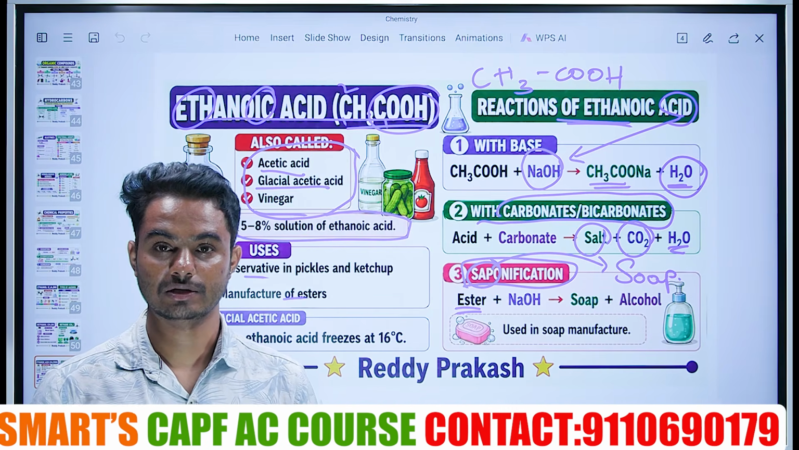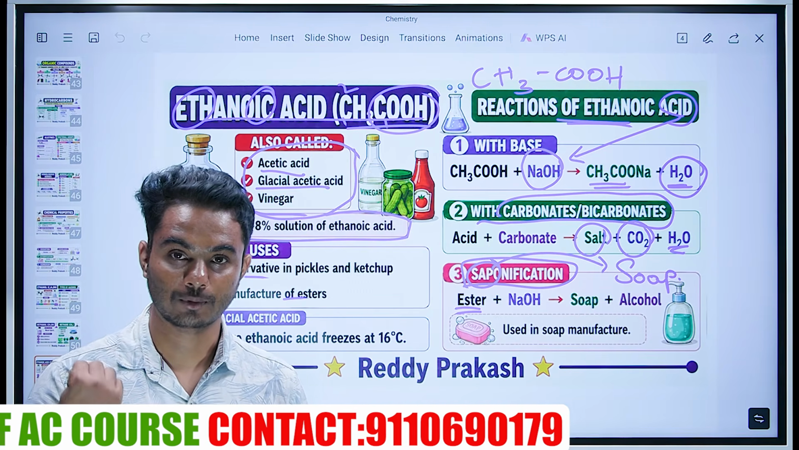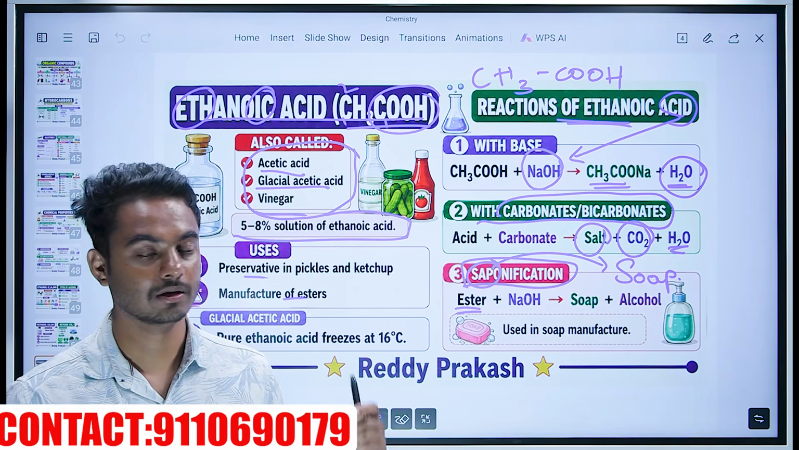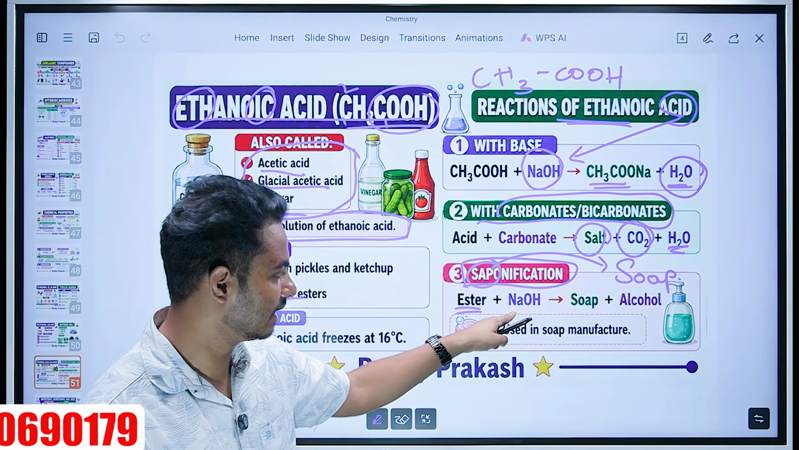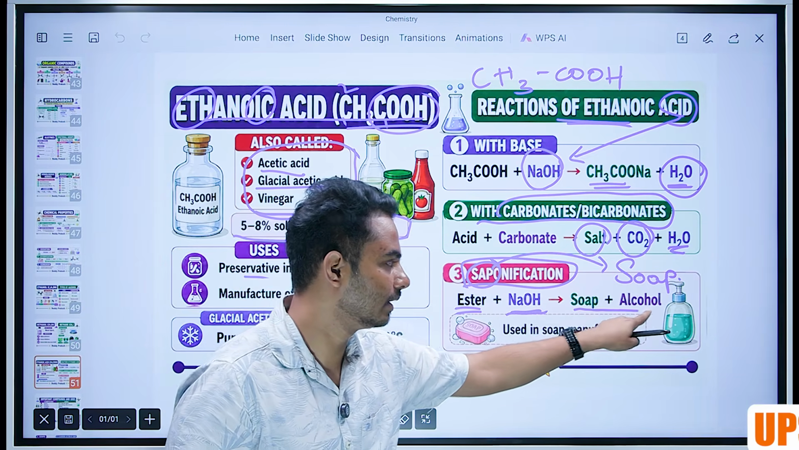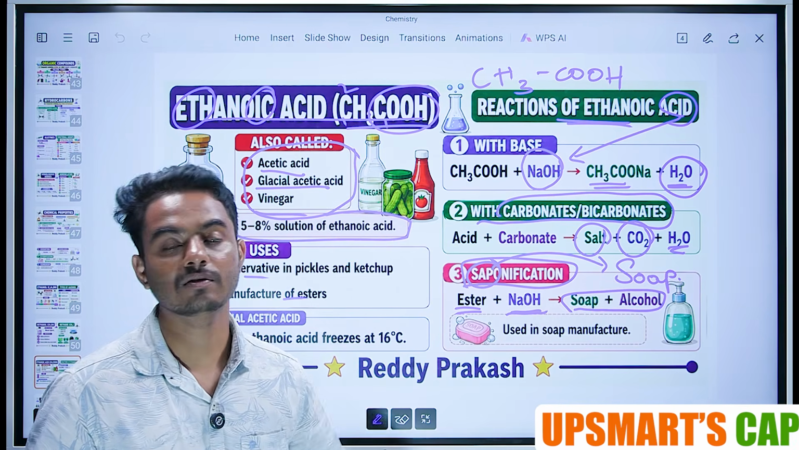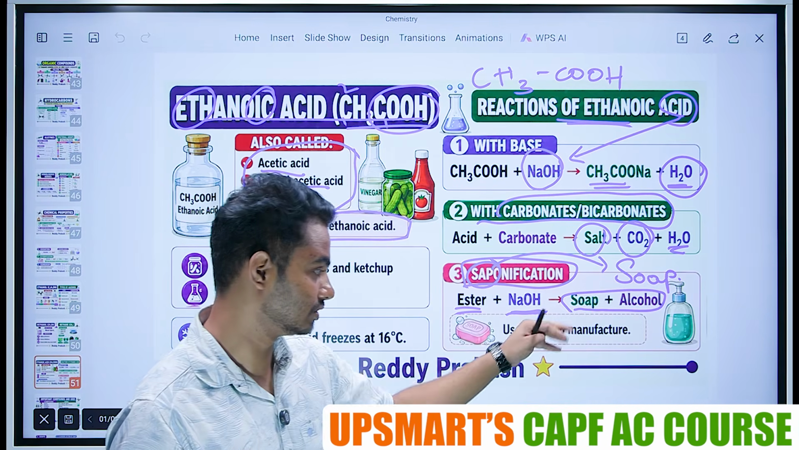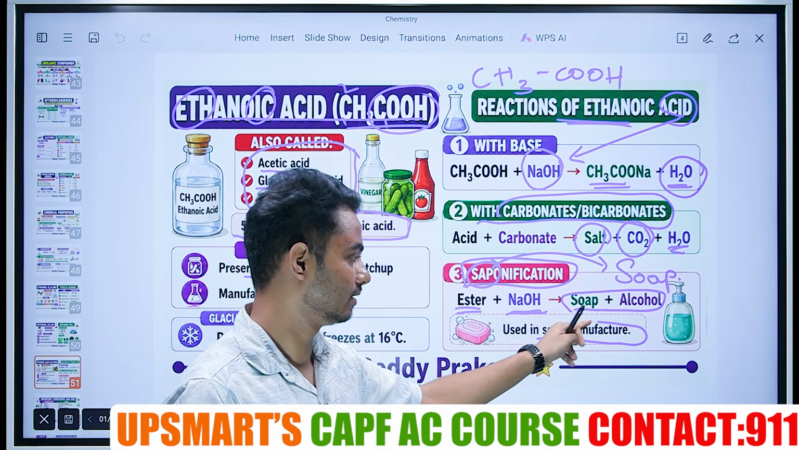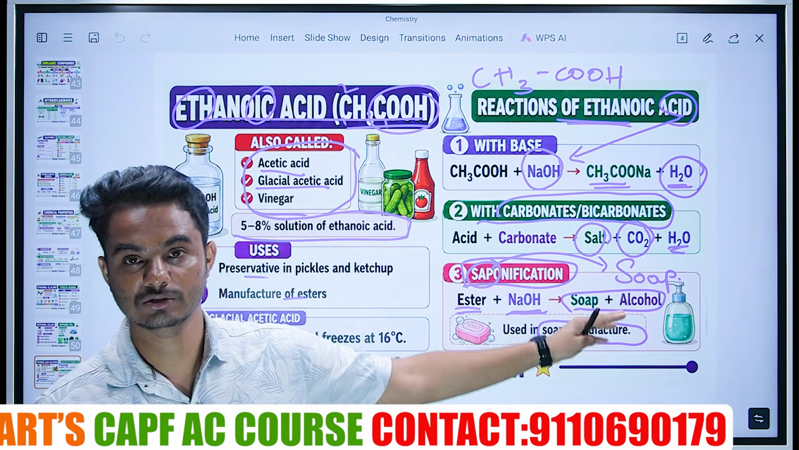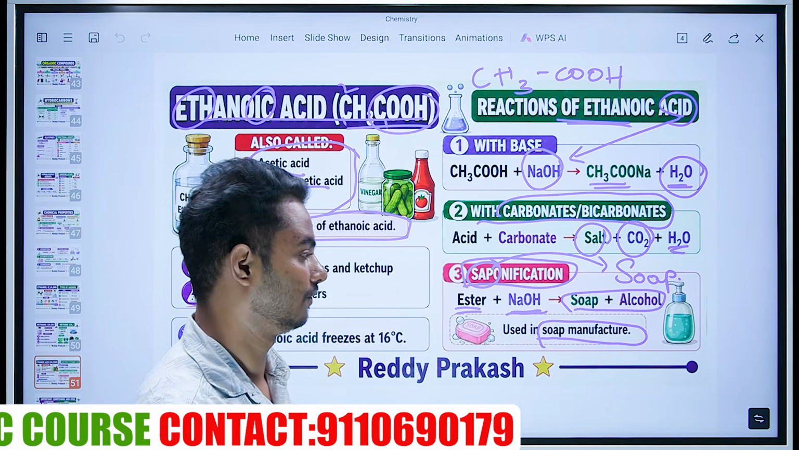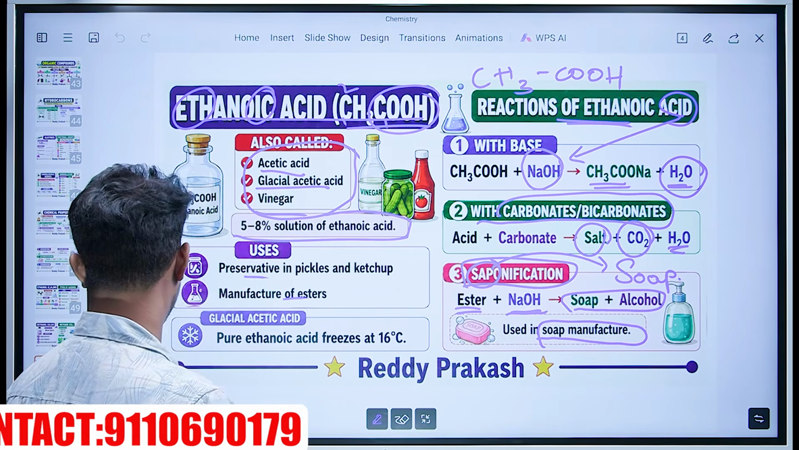How, in the process of perfume, do we get that ester? If that ester is mixed with NaOH, we'll get soap and alcohol. That is the process of esterification. This process is used in soap manufacturing. Soap manufacturing will use this process, saponification, to get soaps.